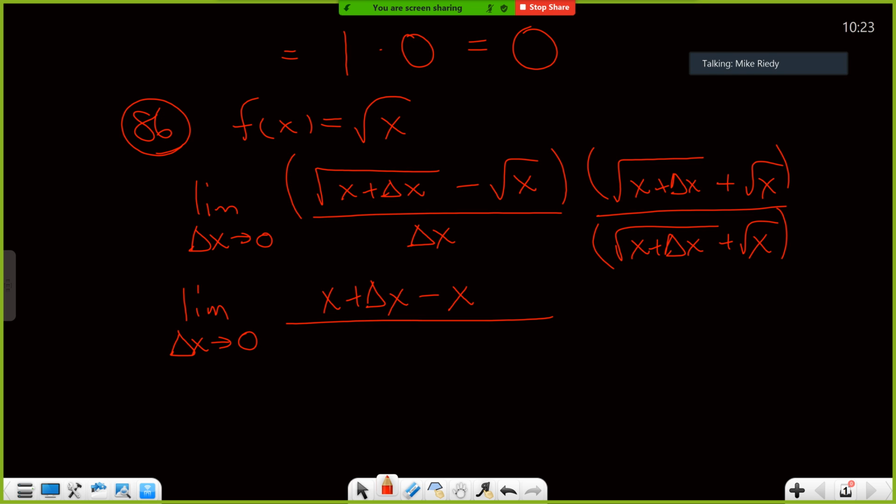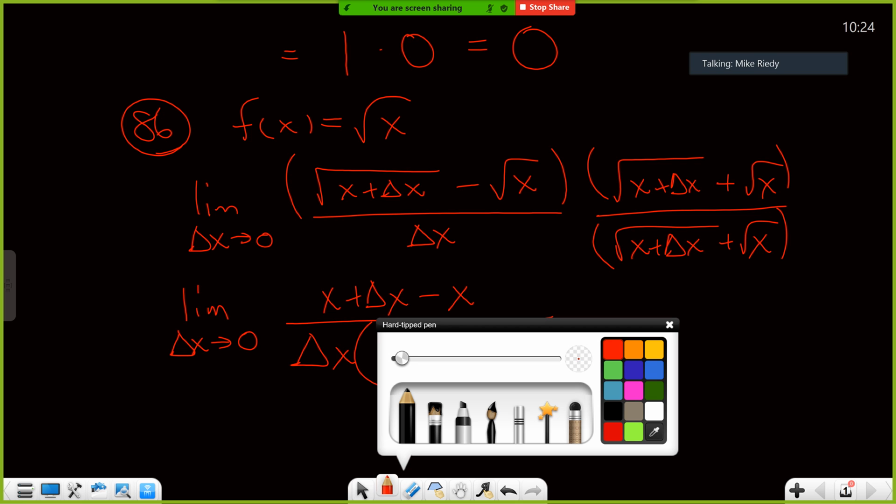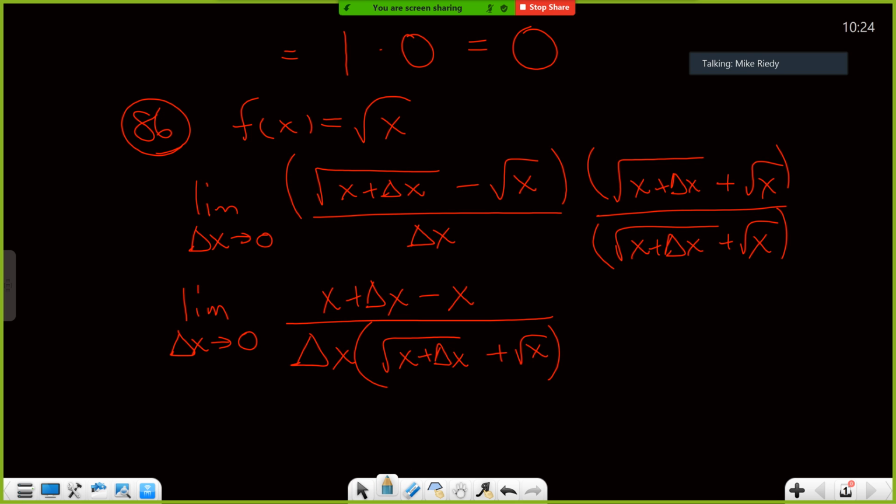The bottom is a train wreck, but I'm going to leave it as a train wreck because I don't want to make things worse. And that's a pretty normal operating procedure. Don't mess with the denominator. Okay. And so now, hopefully you see what's happening here. The negative x and the x cancel. The delta x and the delta x cancel, leaving a 1 up on top.